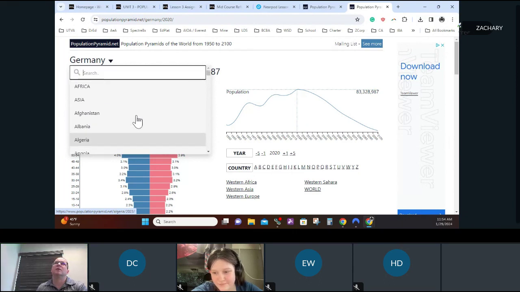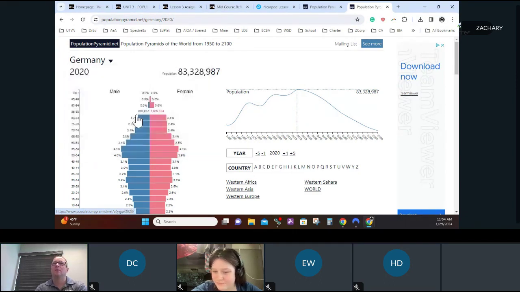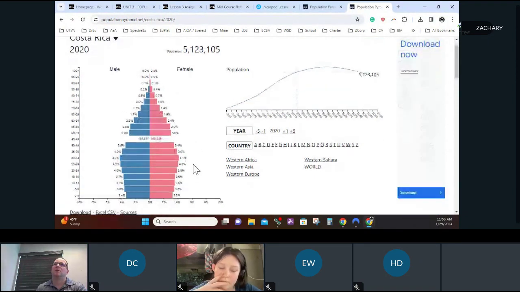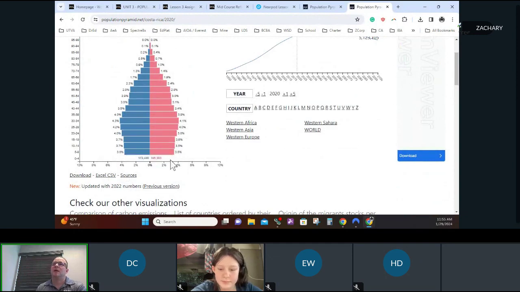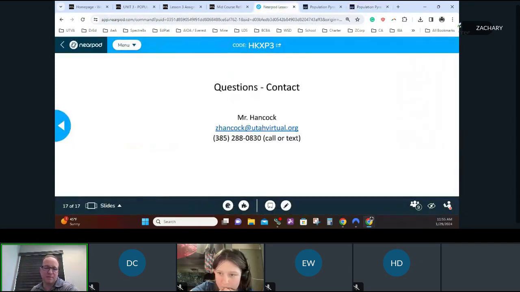Costa Rica. Look at that. Yeah, most places are decreasing population except for African countries and stuff. So really interesting stuff. I like looking at these because it helps a lot.